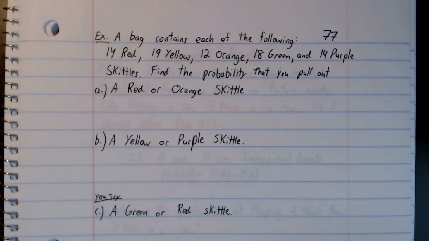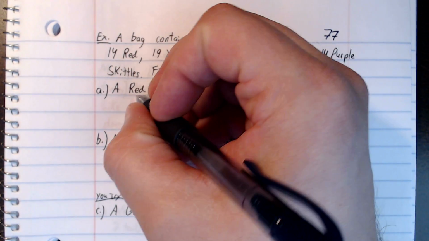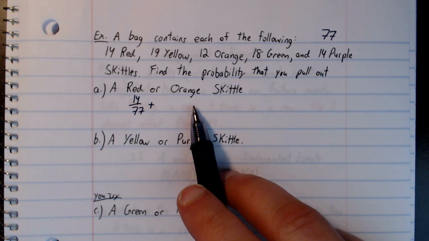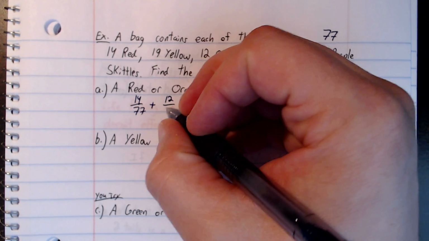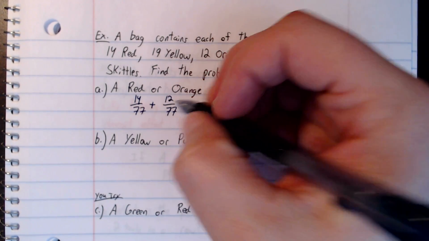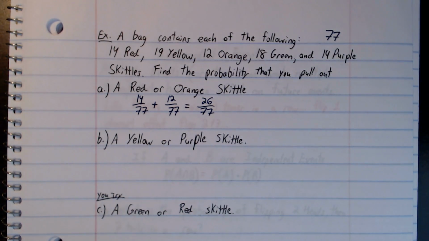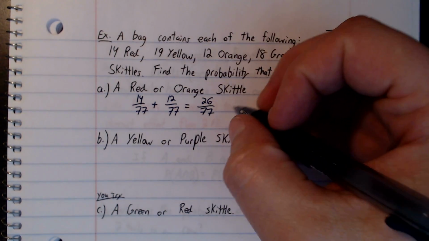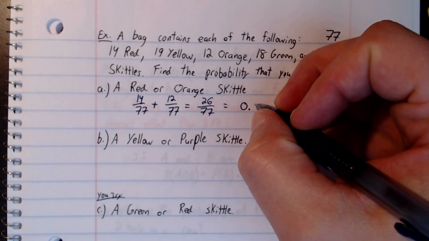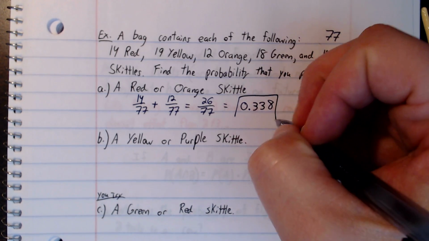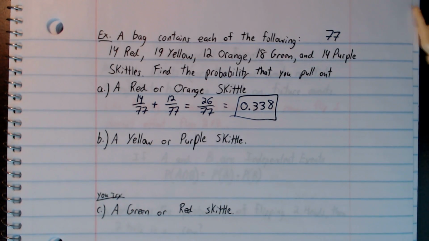Okay, now the number of red would be 14 out of 77, and the number of orange would be 12. Add those together, giving us 26 out of 77, giving us a 0.33, it's going to round up to 8% chance. A little bit better than rolling a 1 or a 4, right? Just a little bit.